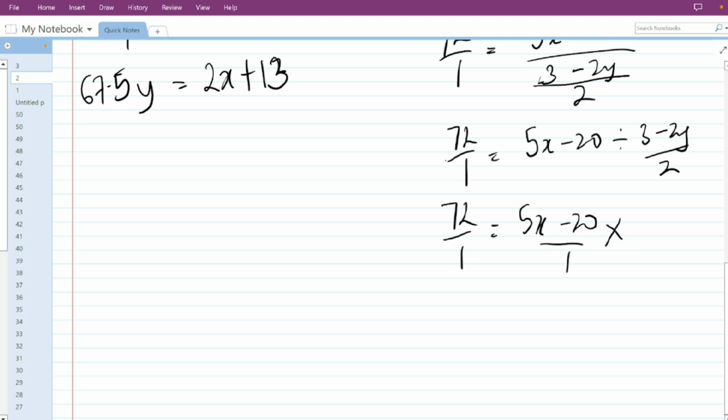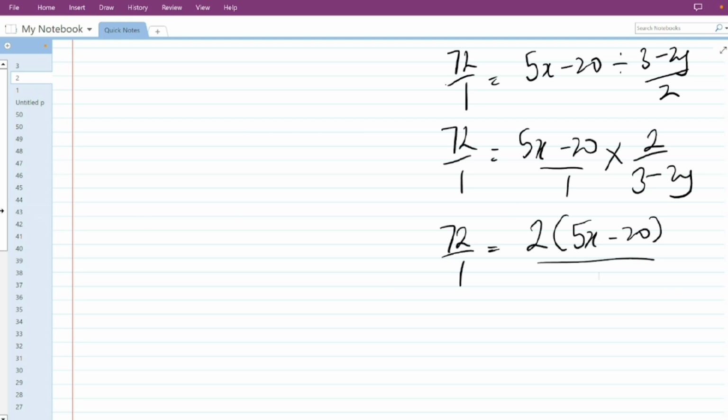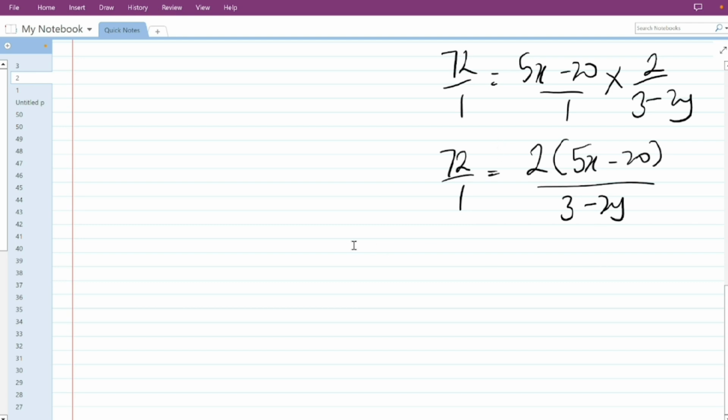Then we're turning this dividing sign into multiplication. And so we have 2 over 3 minus 2y. We flip the fraction behind. So we have 72 over 1 equals 2 into open bracket 5x minus 20 close bracket over 1 times 3 minus 2y. Anything times 1 is that number. So we have 3 minus 2y. Next we can cross multiply. So we can say 72 times 3 minus 2y on one side. So we have it as this.